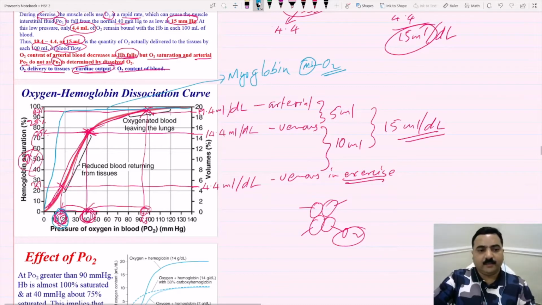That is, in the exercising muscles. Until then, it is the hemoglobin that can release. So myoglobin will show not the sigmoid curve, instead the parabolic curve, and then after the 15 it falls below.